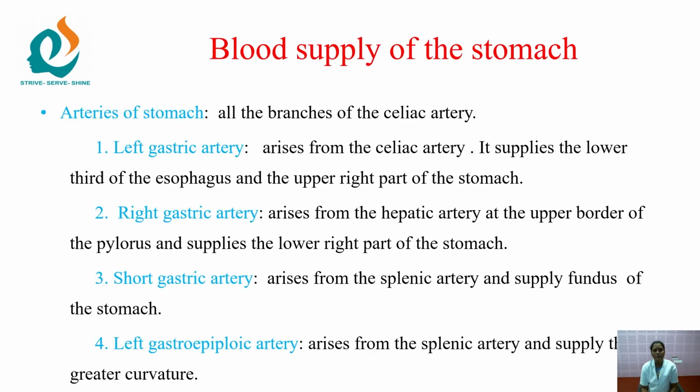Then what is the blood supply of the stomach? Arterial supply and vein supply. The arterial supply of the stomach is all from branches of the celiac artery. The first one is the left gastric artery, the second is the right gastric artery, the third is the short gastric artery, and the fourth is the left gastroepiploic artery.